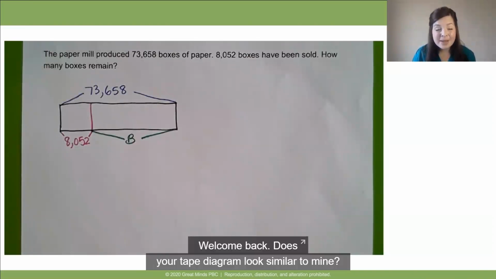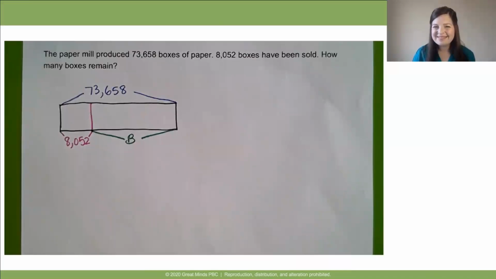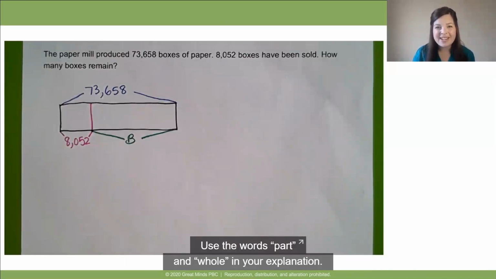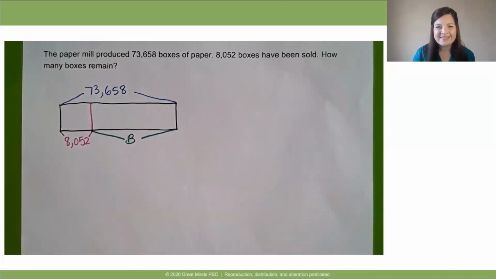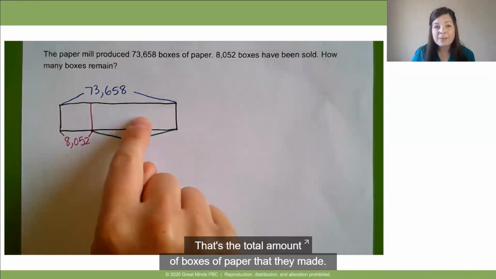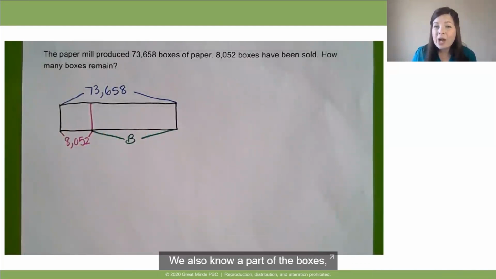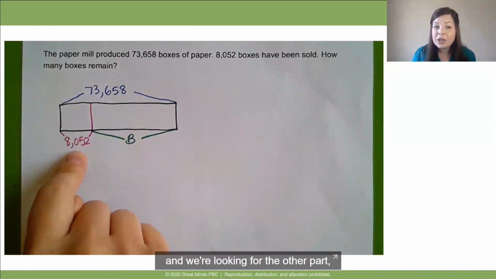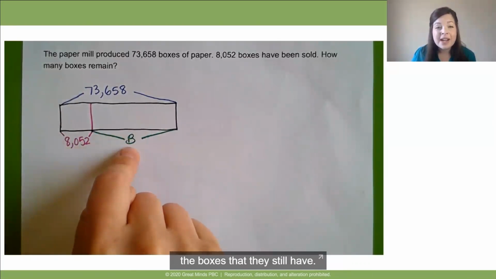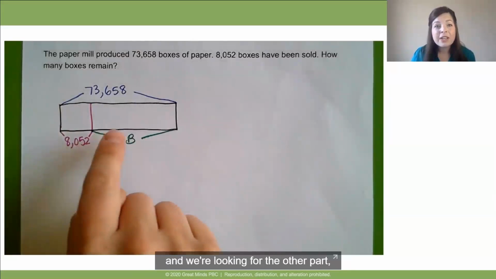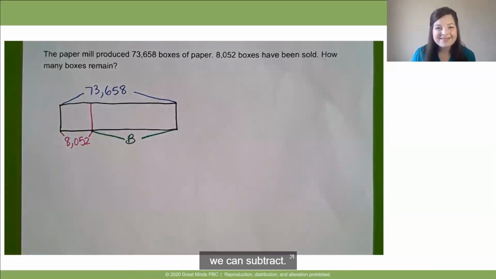Welcome back. Does your tape diagram look similar to mine? What can you tell about the relationship of the numbers by looking at our tape diagram? Use the words part and whole in your explanation. Hopefully you said, we know the whole. That's the total amount of boxes of paper that they made. We also know a part, the boxes that they sold. And we're looking for the other part, the boxes that they still have. When we know the whole and a part, and we're looking for the other part, we can subtract.